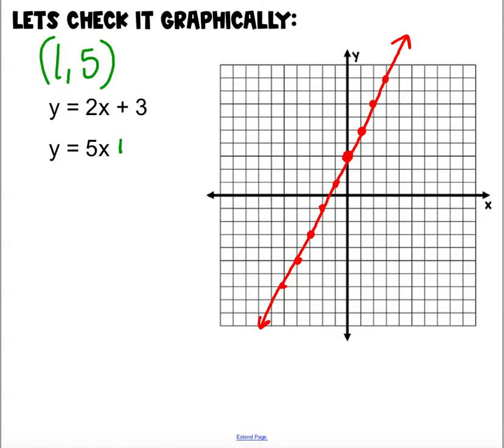The y-intercept is 0. I'm going to start at the origin and apply my slope of 5 over 1. Up 5, over 1. Boom, look at that. And I'm going to connect. So where do these two lines intersect? At this coordinate here, which is indeed (1, 5).